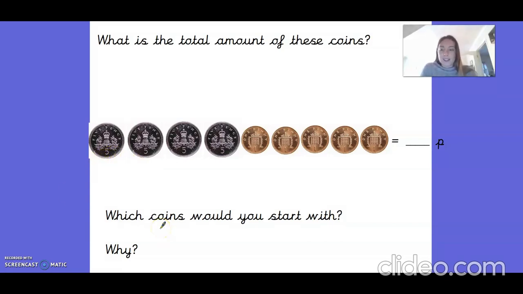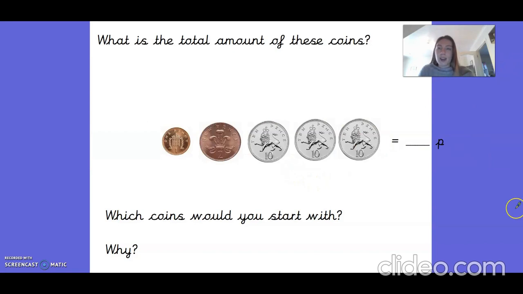Let's start counting together. 5, 10, 15, 20. So I'm just going to put 20 pence down here to remind me the total amount of the 5p coins. And then I'm going to move on to the 1p coins over here. 1, 2, 3, 4, 5 pence. So we know 20p add 5p will be 25 pence. Well done.